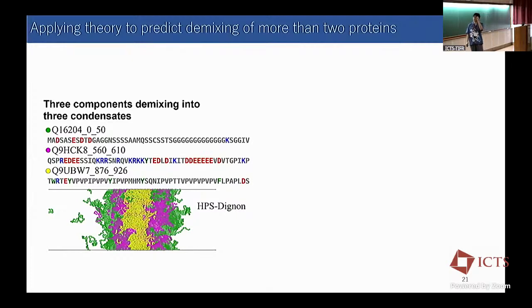Now, we can use that to design or see which pairs would demix, and apply it to multiple different types of sequences. This is an example where we take 3 different sequences and see if they would really phase separate, as predicted by the theory. And this is what happens. If you just take these 3 combinations, which, by the way, are taken from the human proteome sequences, they actually have these nice 3 layers.